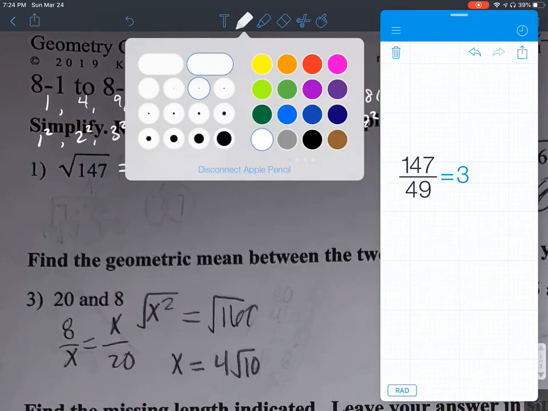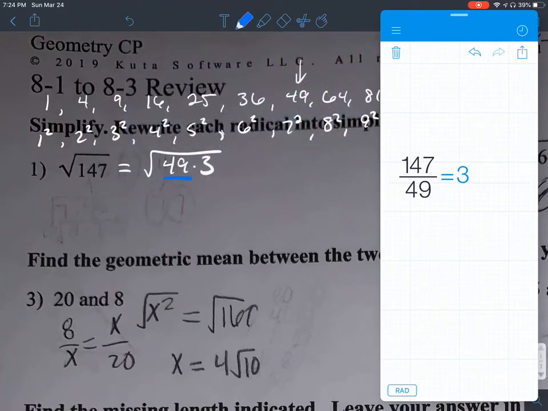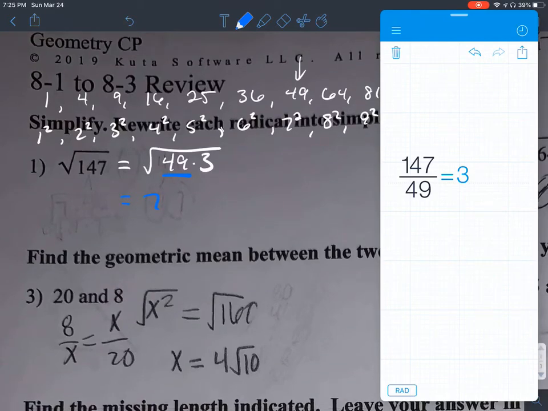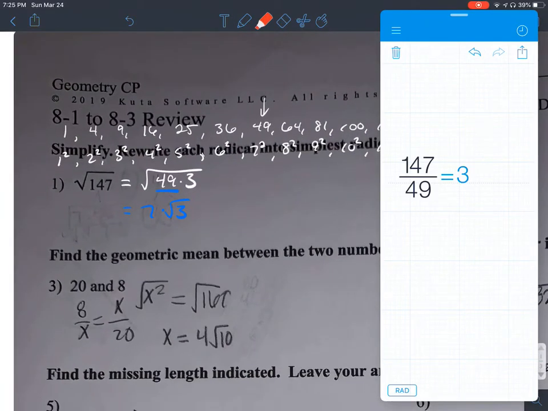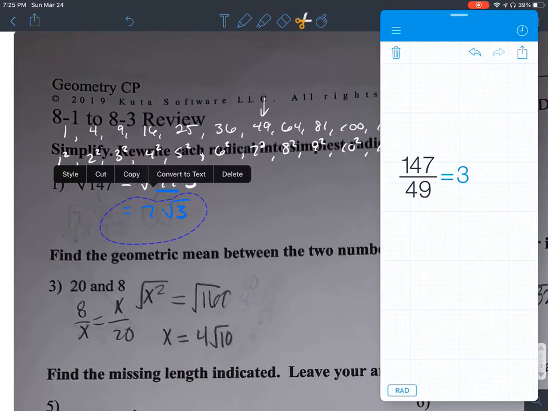Now the key to this method is that one of these numbers has to be a perfect square. What is the square root of 49? It's 7. What remains is the square root of 3, because 3 is not a perfect square. That's one way of doing it. It looks like you were trying to do it with a factor tree, but you erased it. I will show you that way to do this problem as well.